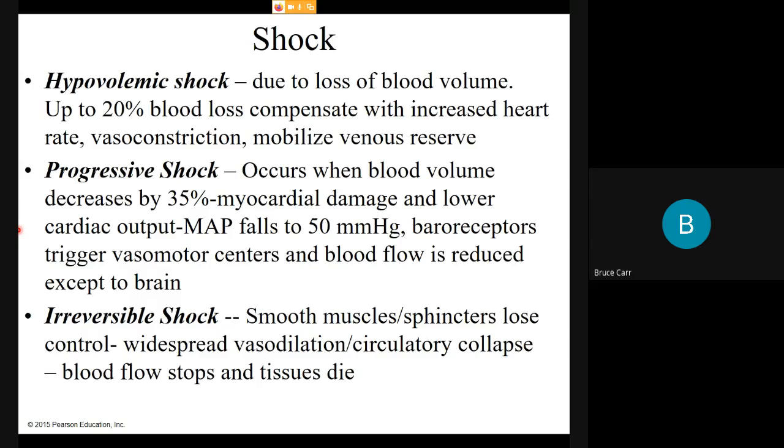If blood volume drops more than 20%, hypovolemic shock results. Progressive shock occurs above 35% loss, and this is where myocardial damage is likely. The reversible shock comes when we start to lose control of those smooth muscles. Basically, blood is pooling or flowing to places that don't really maintain life. And this is where we would call it cardiovascular collapse, and blood flow stops and tissues begin to die.